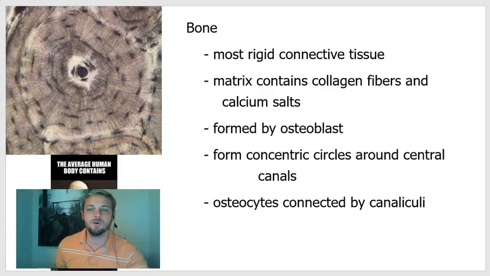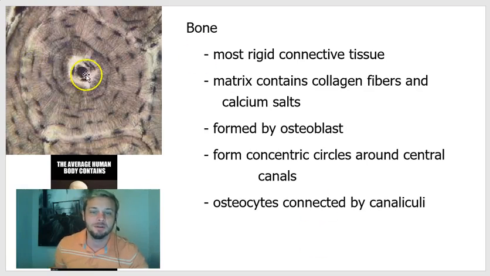Moving on to bone, it's going to be the most rigid of our connective tissue. It's made up of some collagen, but mostly these calcium salts. It's a very special type of calcium salt. It has some magnesium in it, and it's called hydroxyapatite. Makes up the majority of your bone. It's made by osteoblasts, destroyed by osteoclasts and maintained by osteocytes.